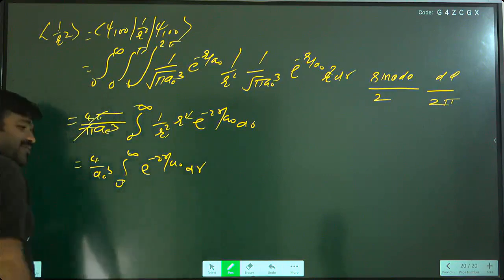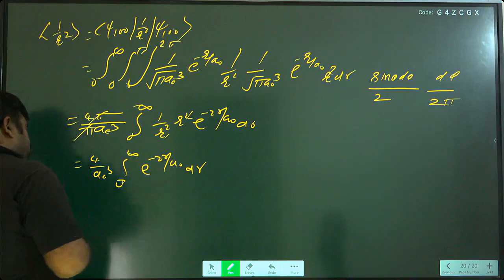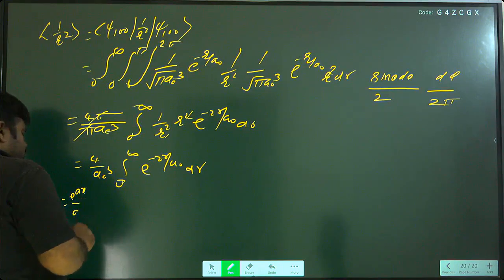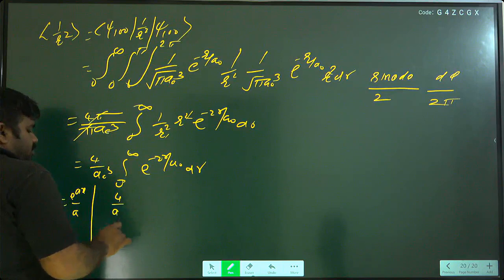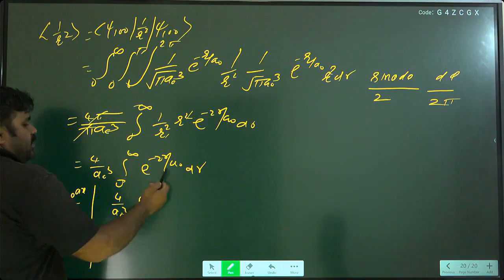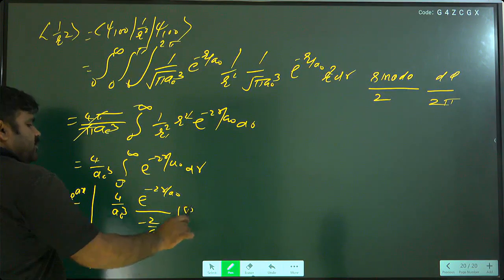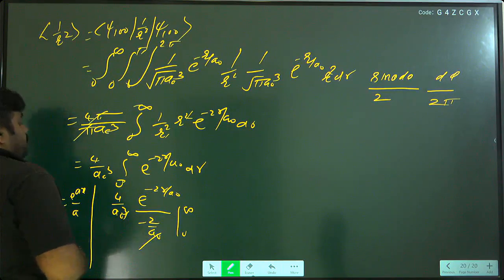Okay, here we can use 3 methods. Which 3 methods? We know that the integration of e to the power ax is e to the power ax upon a. Is it understood? So we can use the first method. 4 upon a naught cube, e to the power minus 2r upon a naught divided by minus 2 upon a naught, lower limit 0, higher limit infinity. Okay, so one a naught gets cancelled, one 2 gets cancelled.